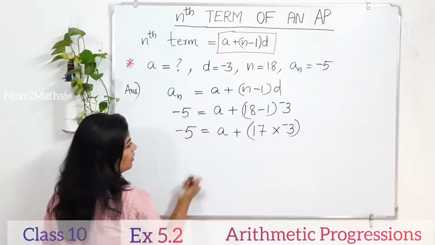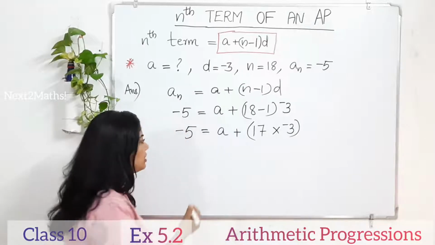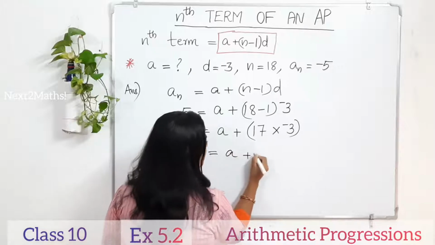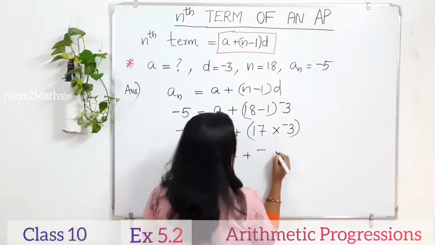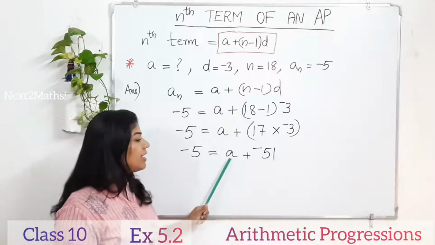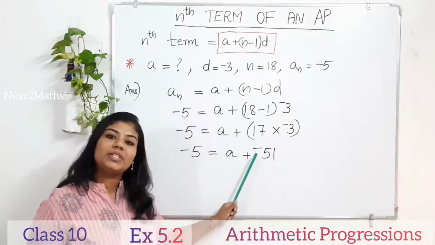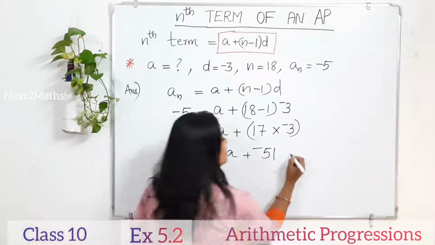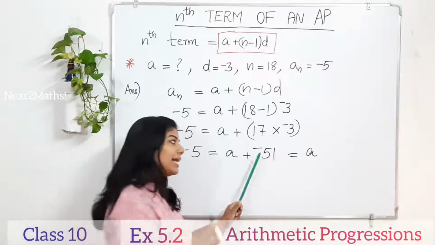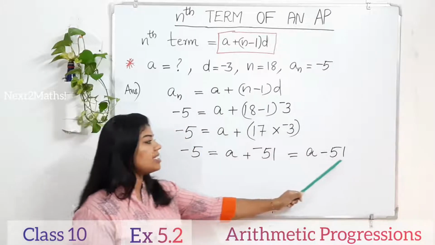Here you have negative 5. Clear? So what is 17 into 3? Find out. 51. Okay, so we are finding this a. Here positive and negative are there, so both switch to negative. So it is equal to a minus 51.